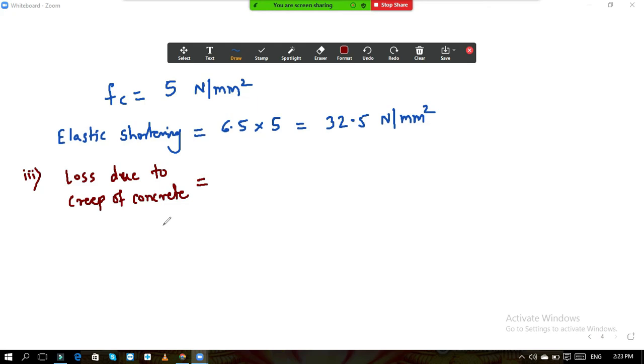Now here we will see what is given in the problem. So here you can use the formula creep strain into fc, or another formula here. What is the second formula for this creep calculation? It is creep strain into fc into es. That also you can use.